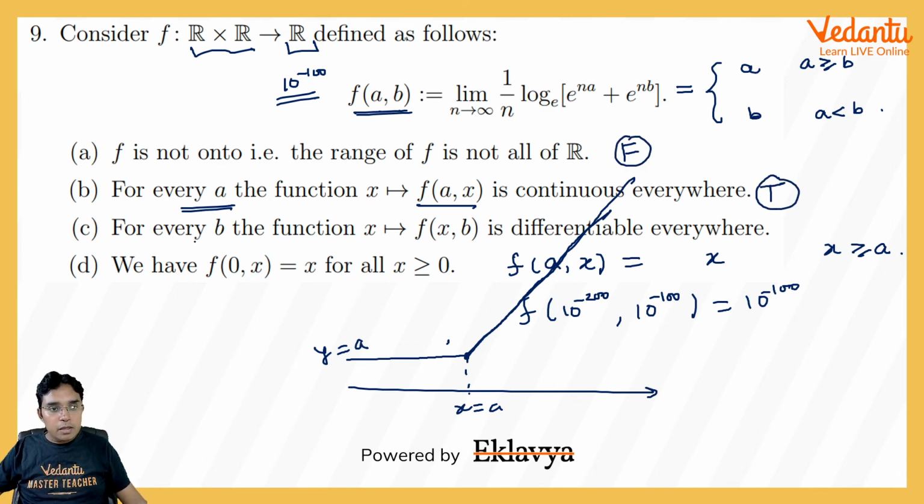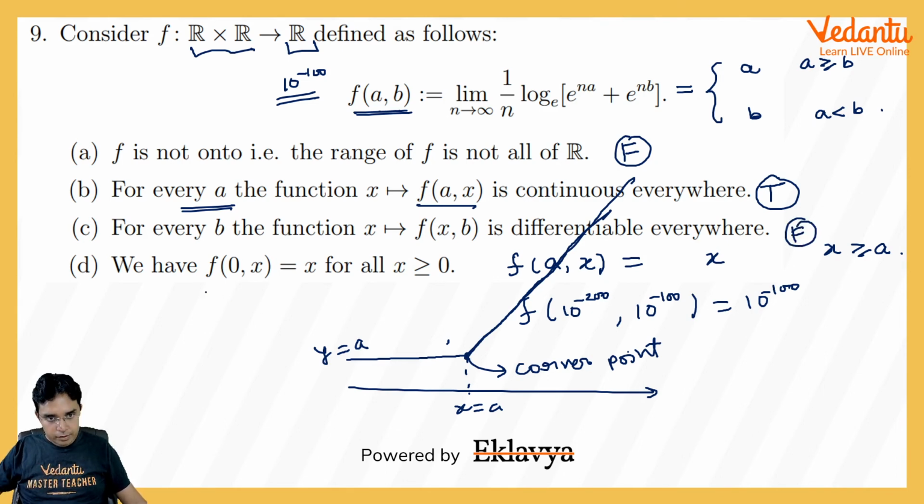Now, for every b, the function x to f(x, b) is differentiable everywhere. I think this is similar to this only, but here, as you can see, there will be a corner point. That means it is not differentiable everywhere. So the answer will be false here.